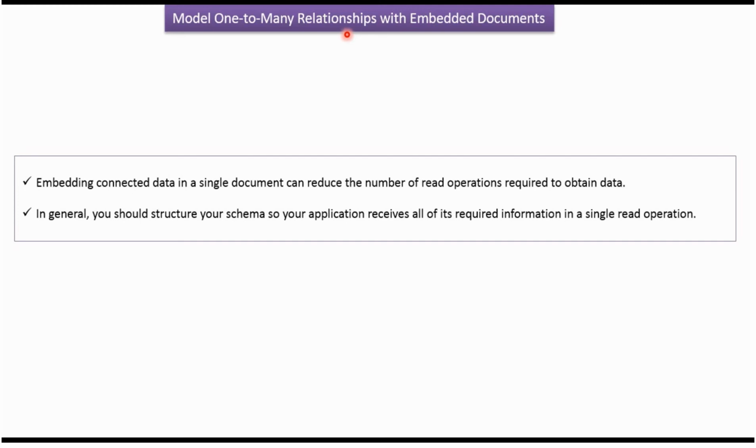In this video tutorial I will explain how to model one-to-many relationships with embedded documents. Embedding connected data in a single document can reduce the number of read operations required to obtain the data. If you want to get all the required information in a single read operation, we can go for embedded documents.